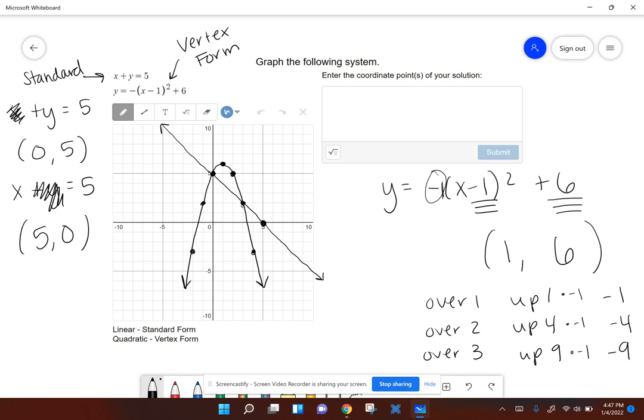Notice the points where they cross on this one are a little bit nicer. We've got this point here, which is the point 0, 5. And we've got this point here, which is the point 3, 2. So those are our solutions to this system.